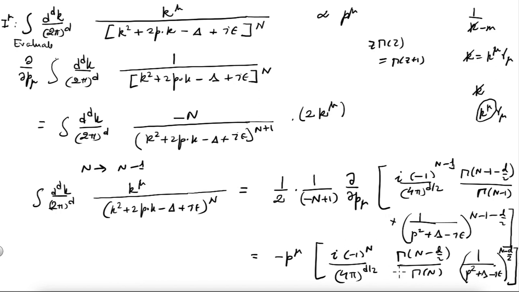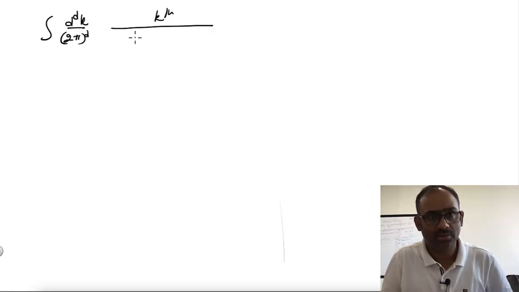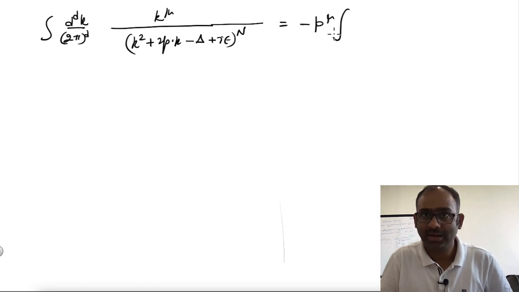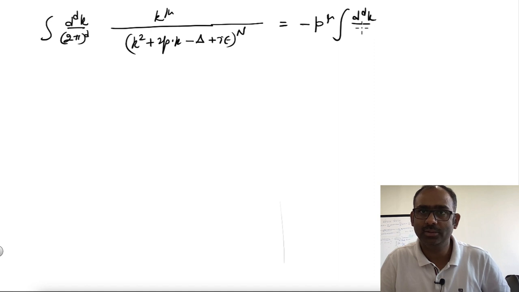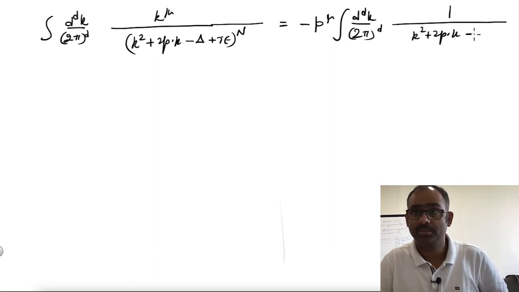So what you have here in the square brackets is exactly what we had here. It's identical. So this is the explicit result. But if I were to relate the two results, then it is the following. The integral d^d k over (2 pi)^d, k mu over (k square plus 2 p dot k minus delta plus i epsilon) to the power n, is equal to minus p mu times the scalar integral, the integral without k mu, d^d k over (2 pi)^d. These are very useful results, we should keep them safe.